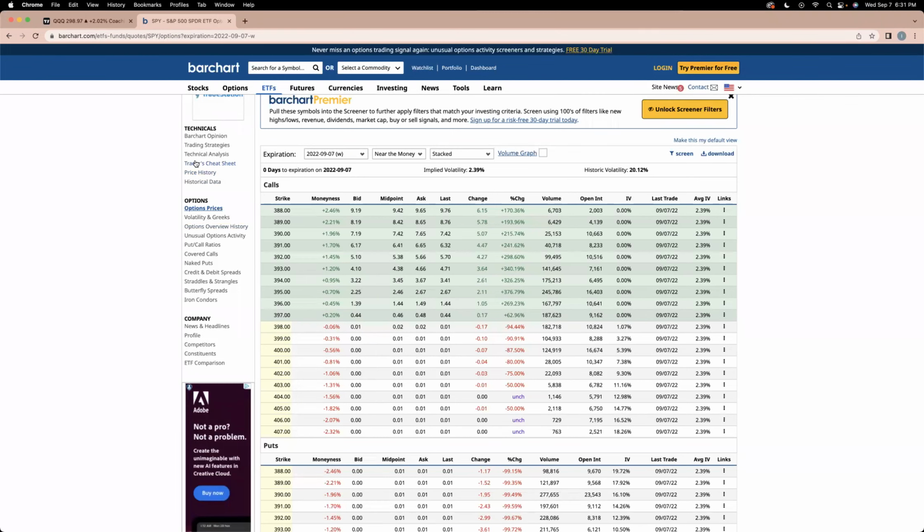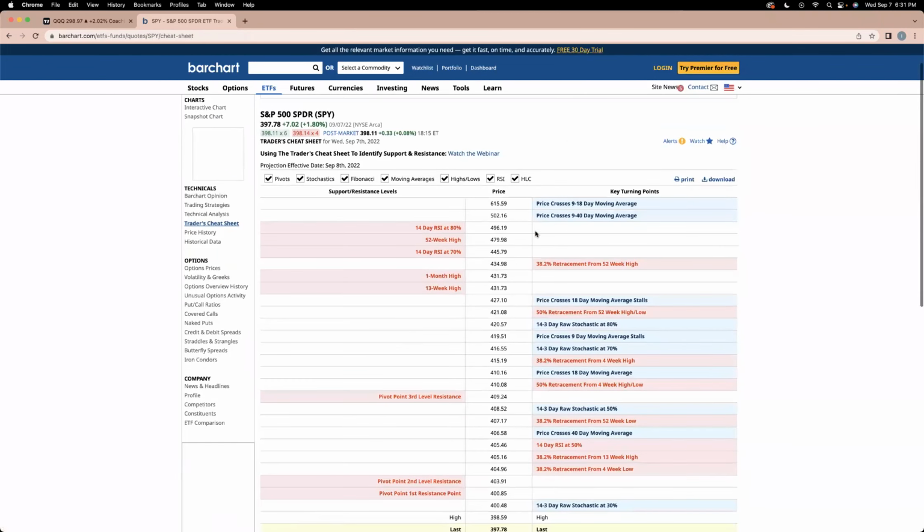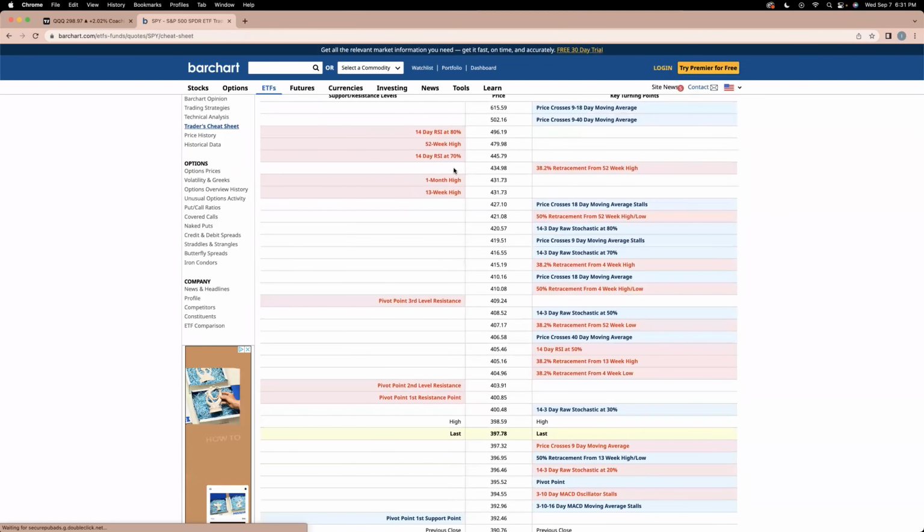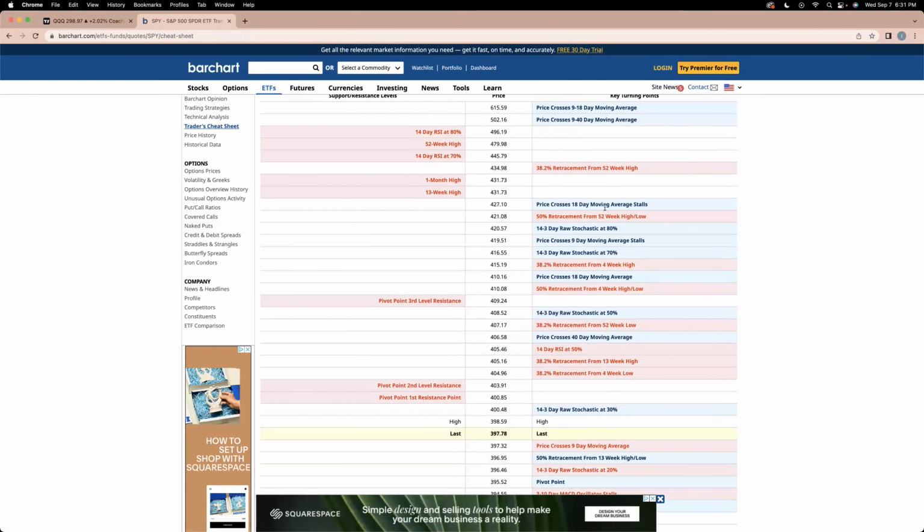Another thing you can do, they do have a trader's cheat sheet. I believe this is based on the daily, but it'll also give you fib levels over here. Okay, there we go, 52-week high. So that's from the 52-week high on SPY, and there's the price level at the 38.2 retracement. So now everybody's familiar with what that actually means.